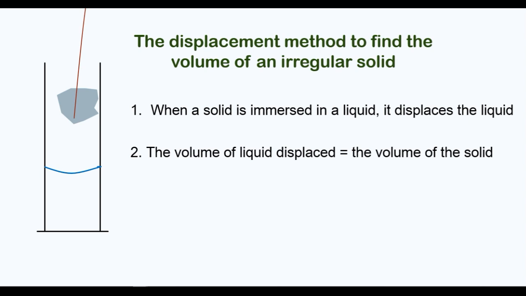To find the volume of an irregular solid, we use what we call the displacement method. The displacement method is based on the fact that when a solid is immersed in a liquid, the liquid will be displaced. And secondly, the volume of liquid displaced is equal to the volume of the solid. So here, when the solid enters, the liquid is displaced upwards, and the volume of liquid increases by an amount equal to the volume of the solid.